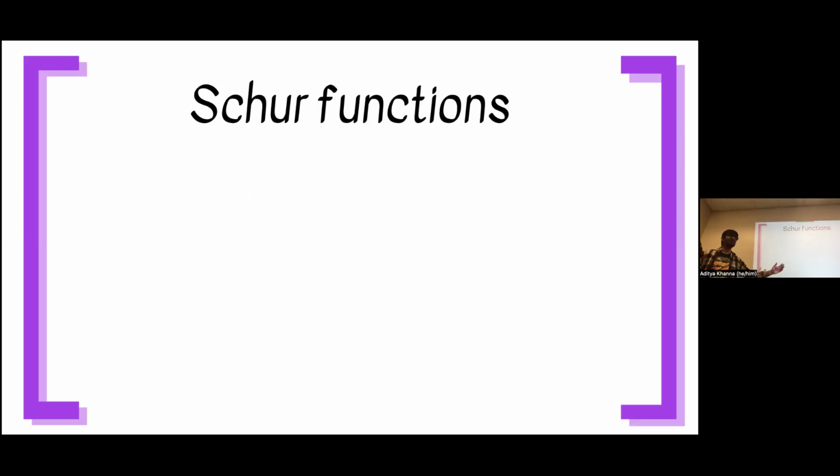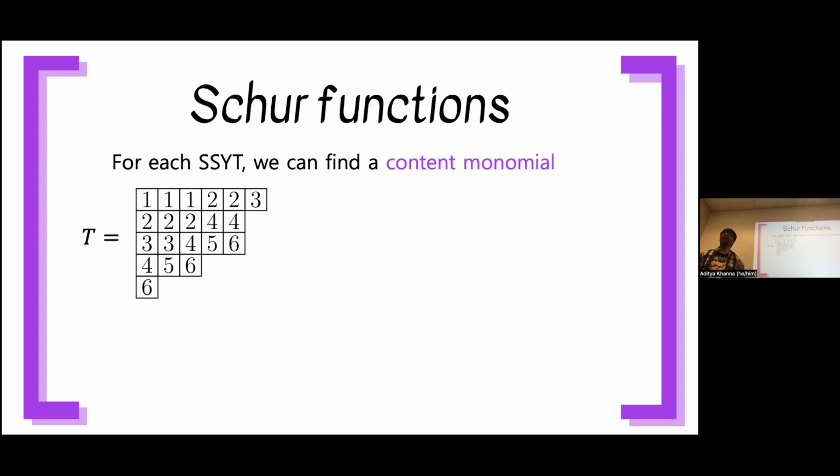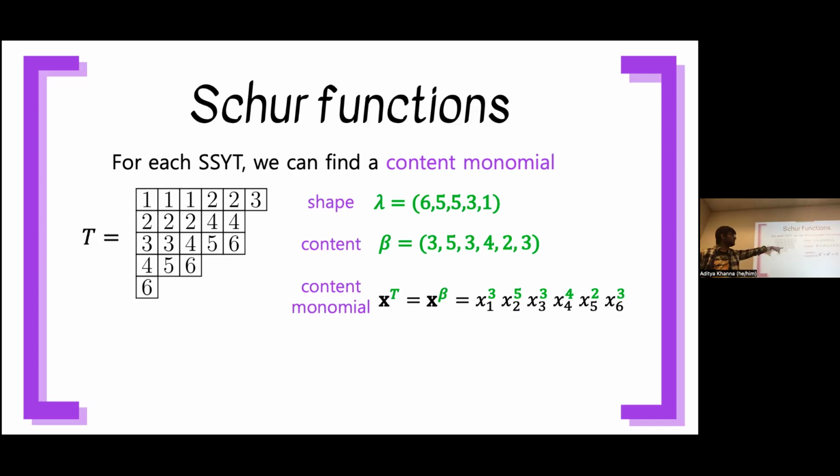Probably the most famous example of symmetric functions out there, very important, generalizing everything. The way to define it is using the semi-standard Young tableau that we started with. I give you a semi-standard Young tableau, and to each of them you can associate a content monomial. How would you do that? Well, I gave you the content before. You just take the content, and every ith part of the composition will be the power of x_i. So it will be x1 cubed, x2 to the power 5, x3 cubed, x4 to the 4, x5 squared, and x6 cubed.